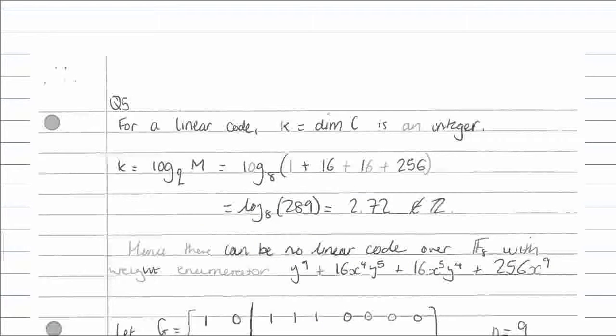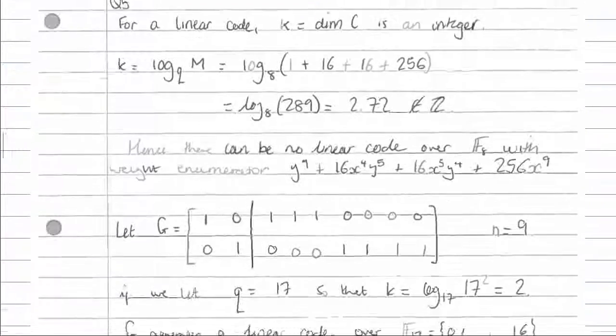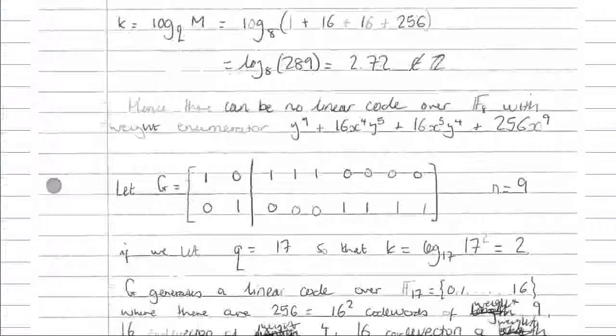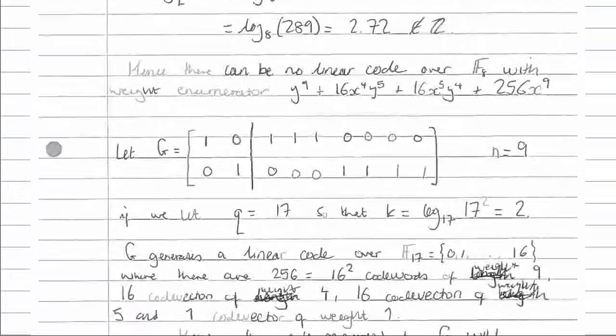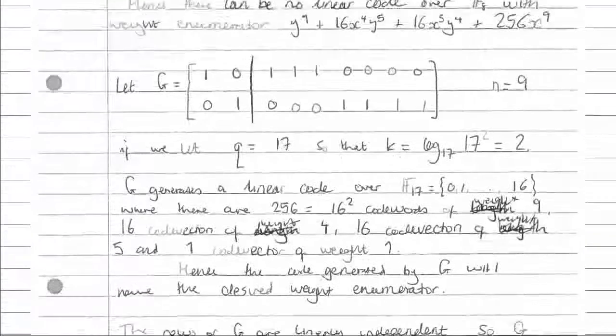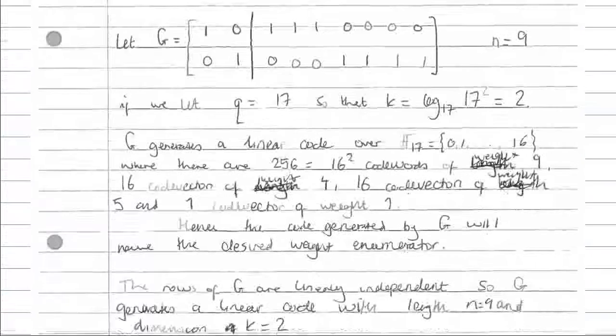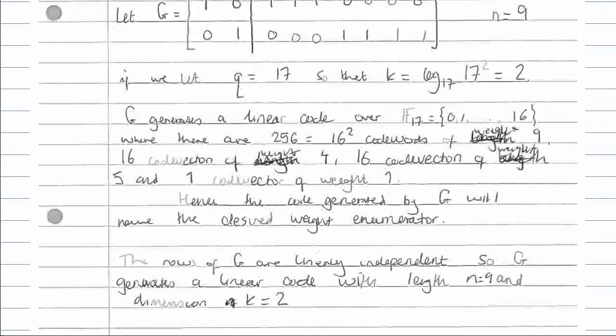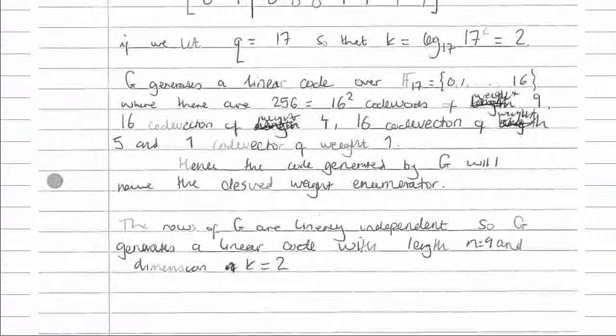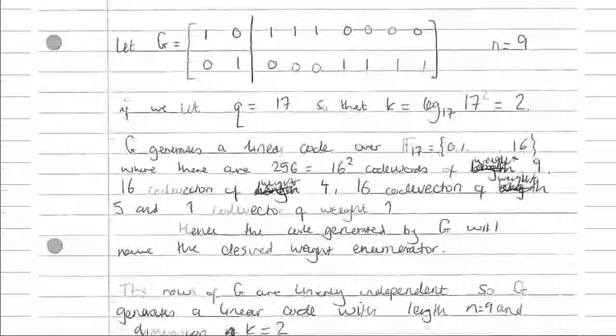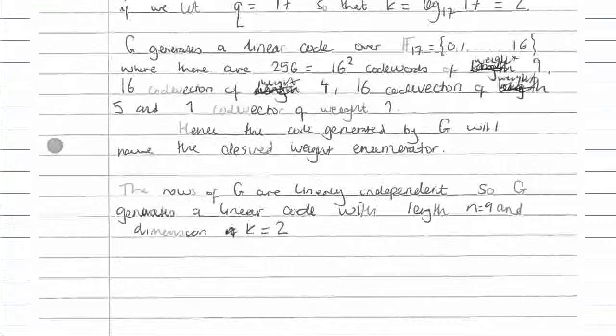Question 5. For a linear code, you need an integer dimension, and this is a logarithm, it's not an integer, so over F8 it does not realize, and you've got the field of 17 elements, and you do give me a generator matrix. In fact, yes, actually, I'm happy with this answer, and I give you 4 marks.